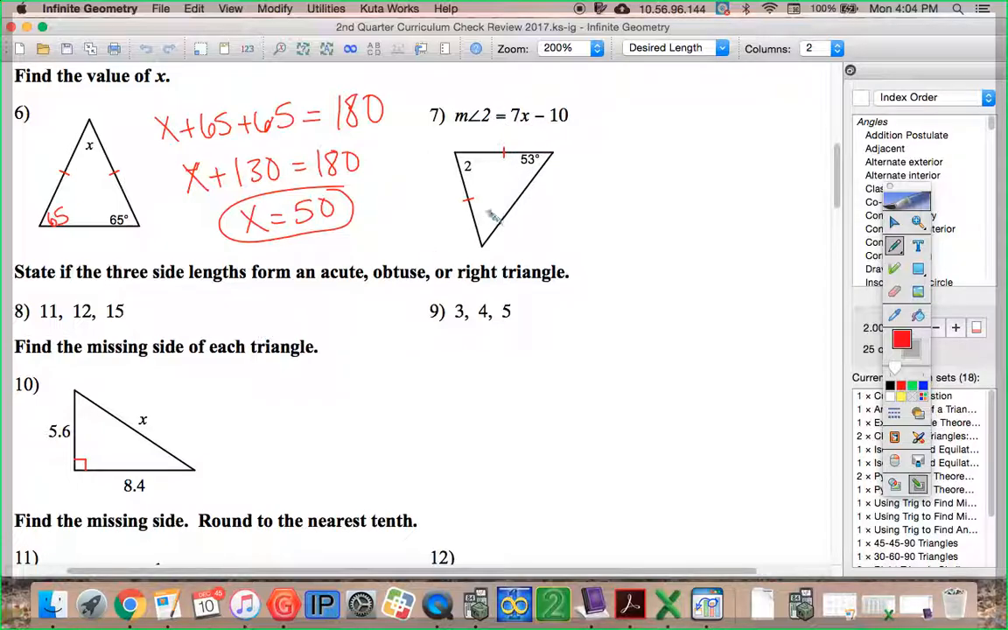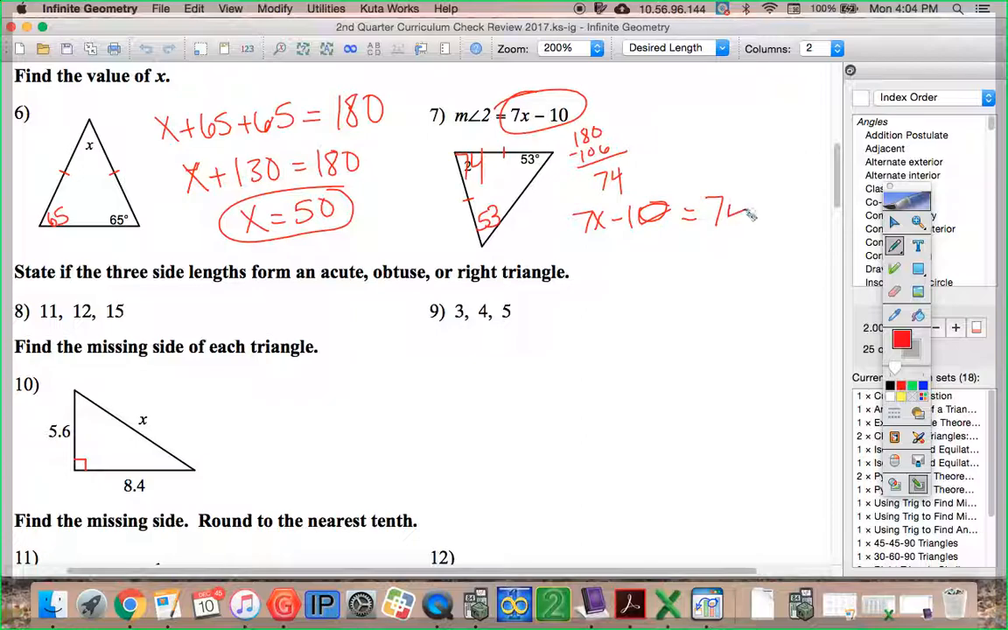Now on this one, this is 53. Without using this top part, I'm just going to figure out what this angle should be. So I'm going to add 53 and 53 and get 106, and then take 180 and subtract 106. So I know that this angle right here has to be 74. So if it also has to be this, I know that 7x minus 10 has to equal 74.